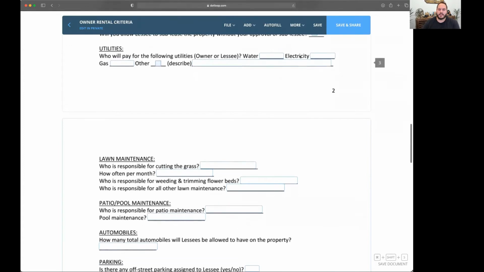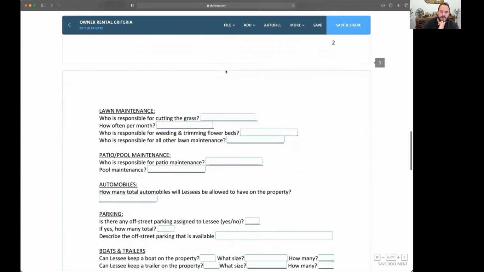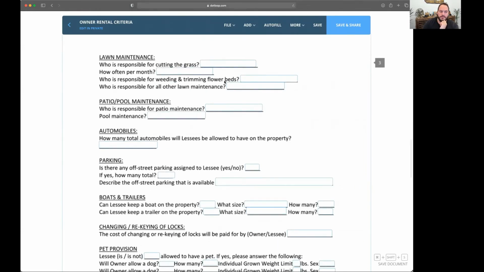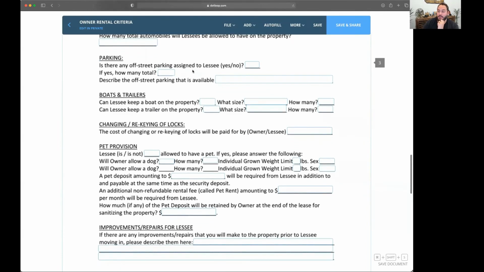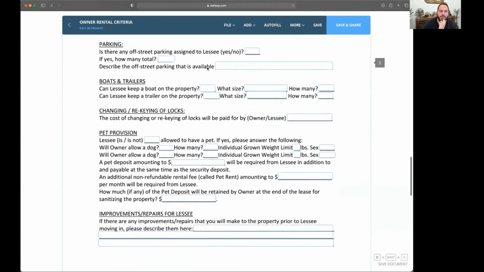And then you have utilities, just to lay out. If a property owner has only one, let's say they own a 3-plex and there's only one electric meter, only one water account, then the property owner is going to have to pay the electric and pay the water. That will be considered part of the rent, pretty much. Or they may have separate meters and have the tenant actually pay for their own water and their own electricity. You'll put that there. Same thing for lawn maintenance: who's going to be responsible for that? Who's responsible to maintain the pool? How many automobiles are they going to allow on the property or in the parking?